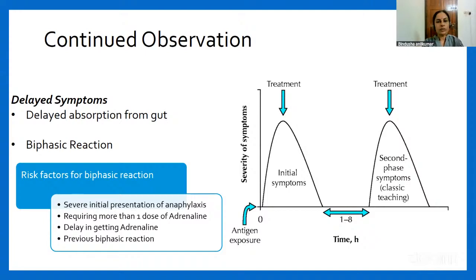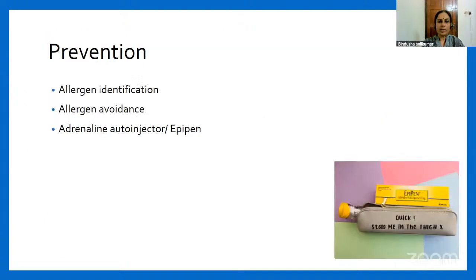And always make sure that these children do receive steroids, and they have to be observed in the emergency room or in the wards for at least 24 hours before you discharge the patient from the hospital. It's very important to prevent further episodes. It is as important as treating the acute episode. So always try to find out what is the allergen responsible for the anaphylaxis. From the history, we need to find out what is the allergen, and it has to be avoided.